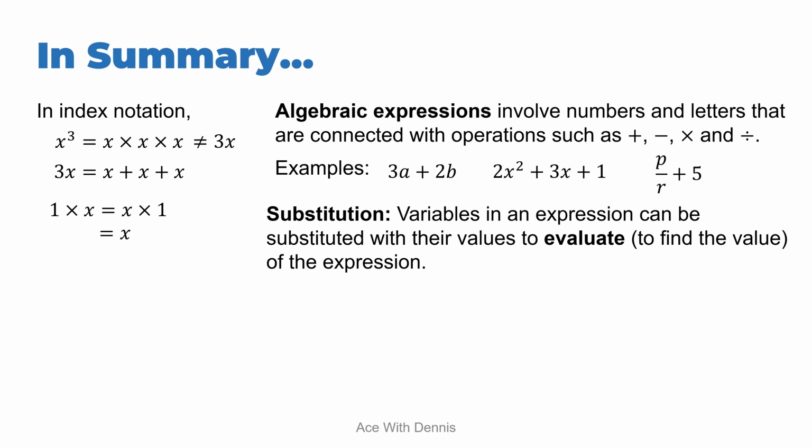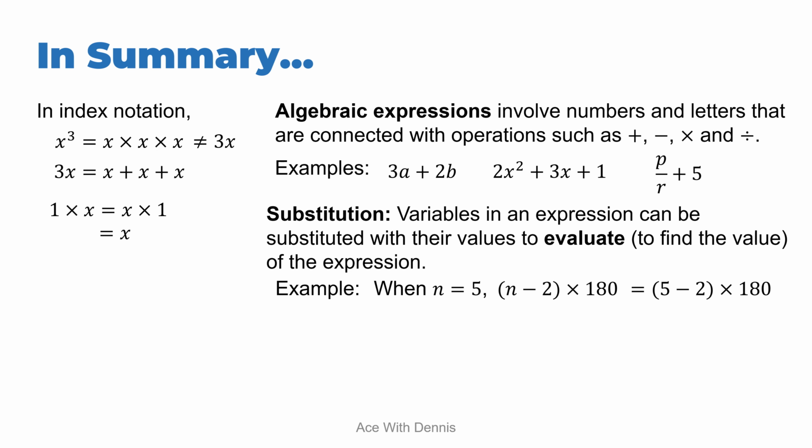Substitution. Variables in an expression can be substituted with their values to evaluate or to find the value of the expression. Here is an example. When n equals 5, then the expression n minus 2 times 180 equals 5 minus 2 times 180, which is 3 times 180, and the value is 540.